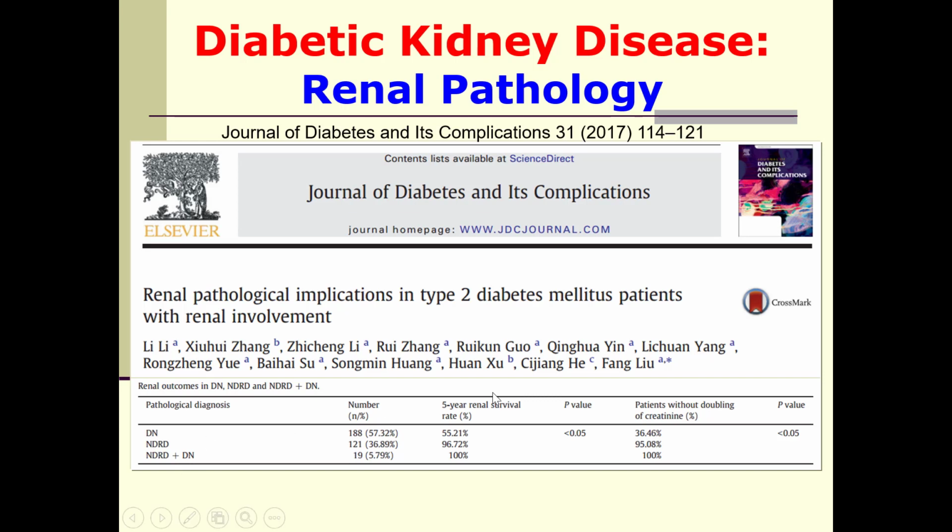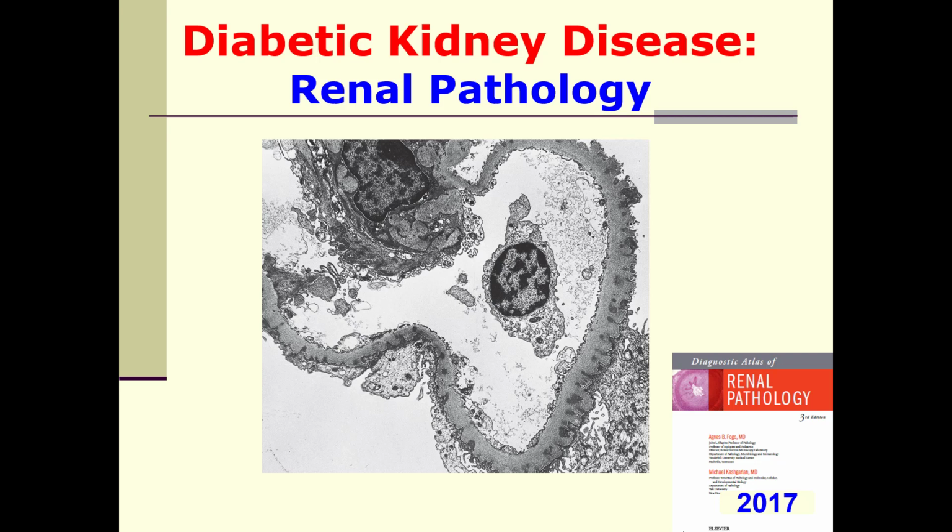This is why 5-year renal survival is the lowest in patients with pure diabetic nephropathy, and it is relatively and significantly preserved with the presence of non-diabetic renal disease. So we should search for non-diabetic renal disease if there is a clue toward this pathology.